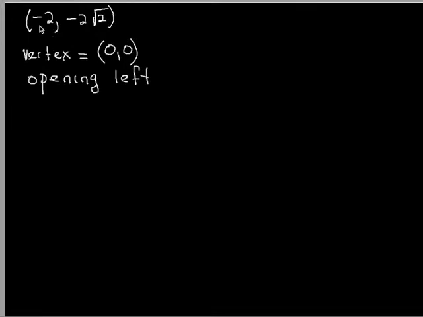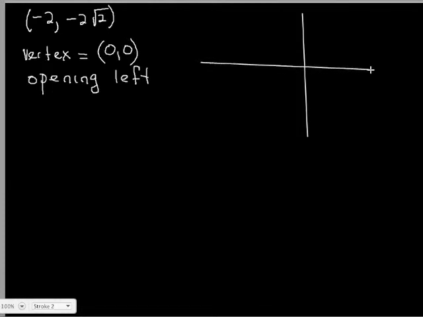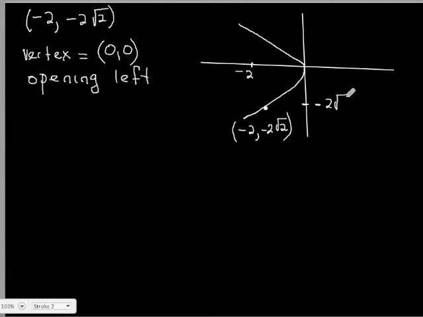Okay, here's another question. There's a parabola that is opening left, the vertex is (0, 0), and it is going through a point (-2, -2√2). So I want to sketch out my graph. It's always nice to have a visual. It is opening left. I know that the vertex is (0, 0), so it's a pretty good bet that it's going to look like this. And it's going through a point (-2, -2√2). The x value is -2, the y value is -2√2.